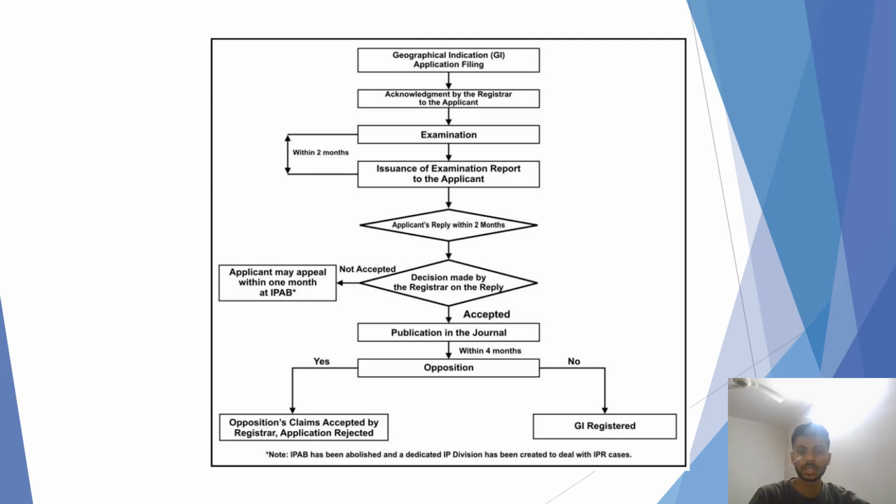Then the decision has to be made by the registrar on the reply. The applicant may appeal within 1 month at the IPAB if it is not accepted. If it is accepted, it is published in the journal, and within 4 months an opposition can be claimed. If an opposition is claimed and accepted by the registrar, the application can be rejected, or if the opposition is false, the geographical indication is completely registered.